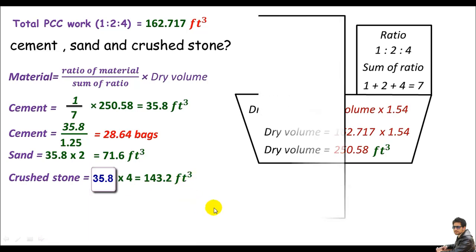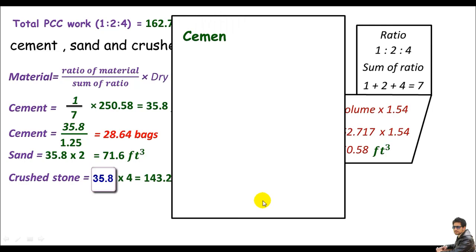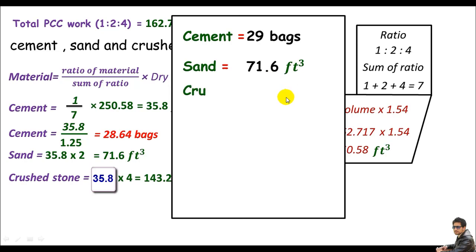Here is our detailed result. The cement is just 29 bags. The sand is just 71.6 cubic feet. The crushed stone is just 143.2 cubic feet. Of course, you can convert all these into SI units, right?